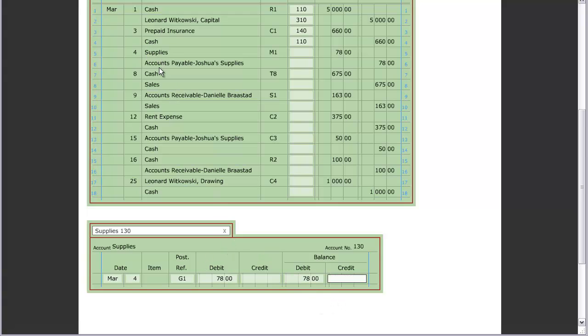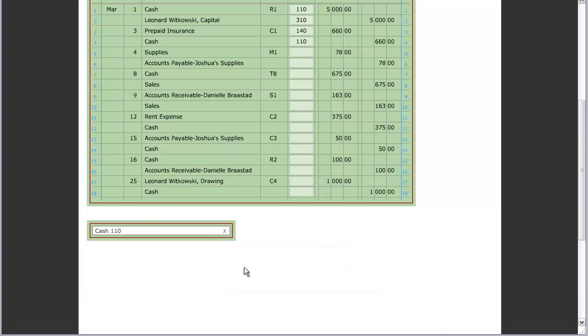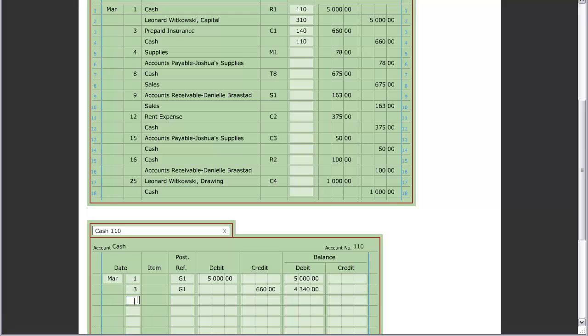Okay, next is the accounts payable account. So we'll go there. Let's skip down to this cash, and let me show you another example of entering the balance. So on the 8th, here's our next one, reference G1. On the 8th, we used cash. We debited cash $675. So we put it in the debit. And then our balance now, we added $675. So our new balance, if you add it up, will be $5,015. And it stays on that debit side.